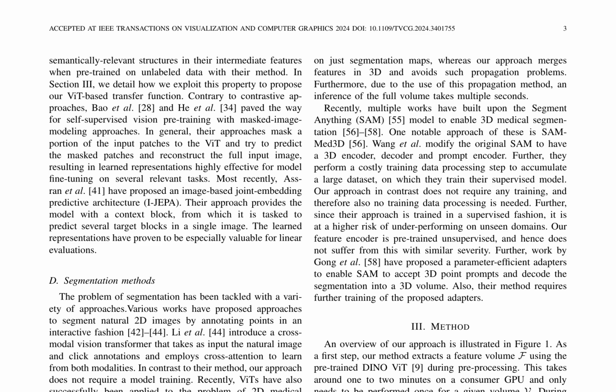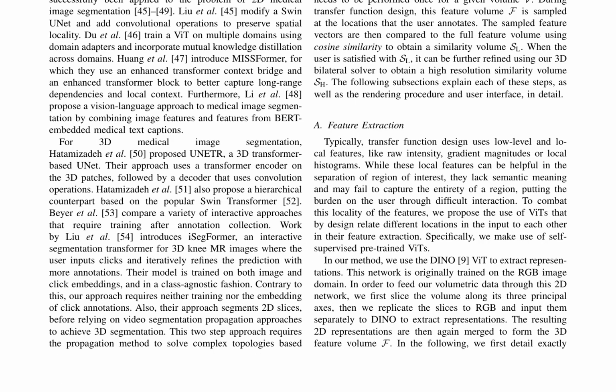Various segmentation methods, including interactive approaches, cross-modal vision transformers, and the application of ViTs to 2D and 3D medical image segmentation, are covered. The authors' approach involves extracting a feature volume using a pre-trained DINO ViT, sampling features at user-annotated locations, and computing a similarity volume. The process is detailed, including the refinement of the similarity volume using a 3D bilateral solver. Feature extraction using ViTs is emphasized to capture semantic meaning in the features.